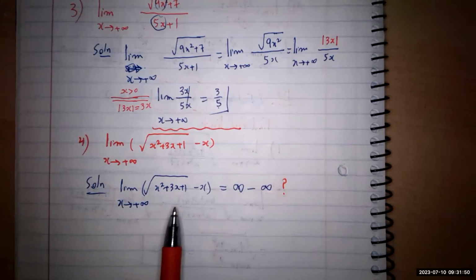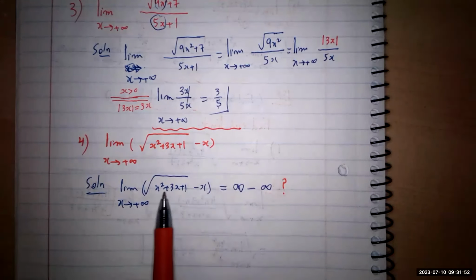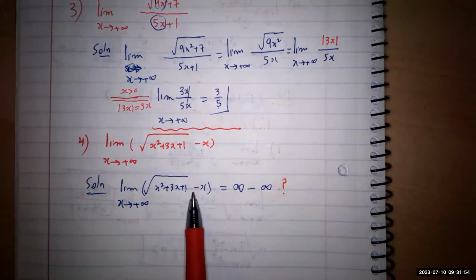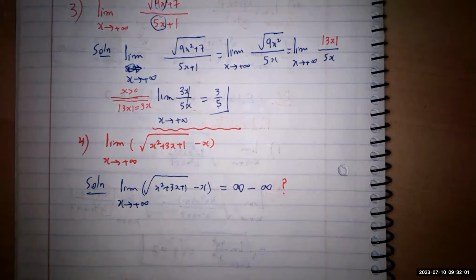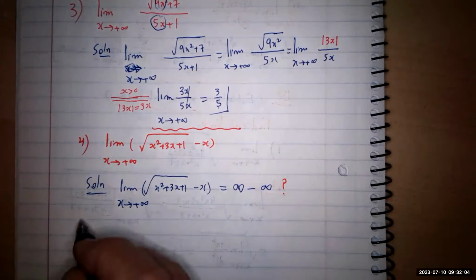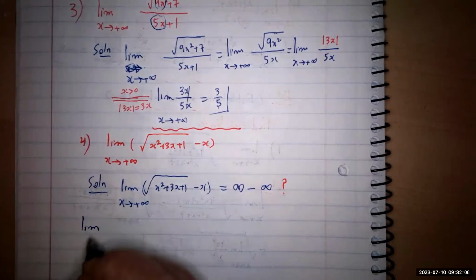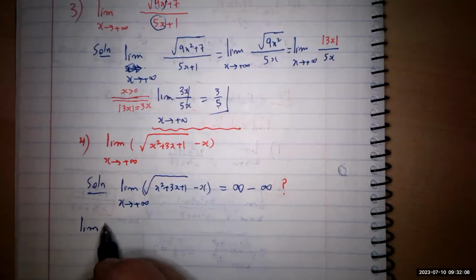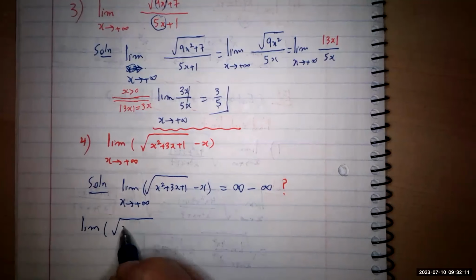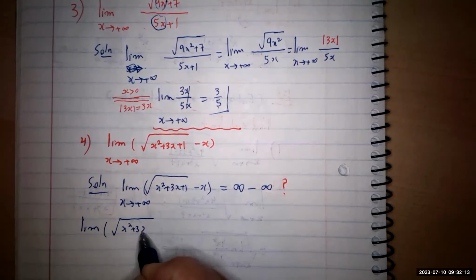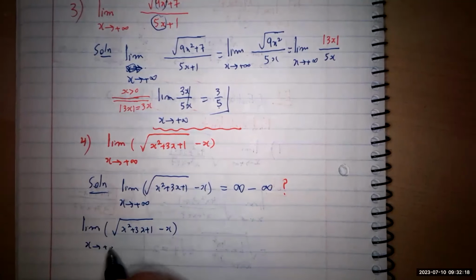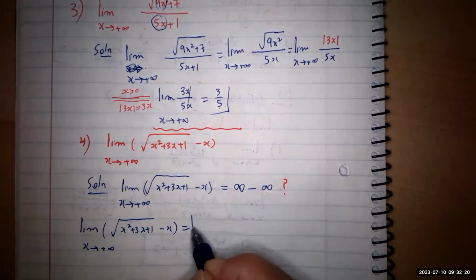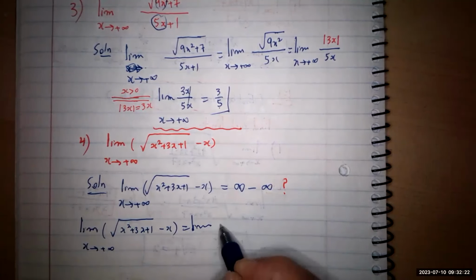So you're going to start with the given one, then you multiply and divide it by its conjugate, because you want to remove these radicals. So the conjugate would be the first one plus x. It takes a little bit of time to do that job. This is the way you do it. You start with the given expression, which is the square root of x squared plus 3x plus 1 minus x, when x goes to positive infinity. You rewrite it as the limit of the quotient.